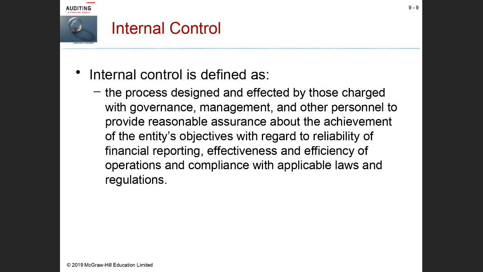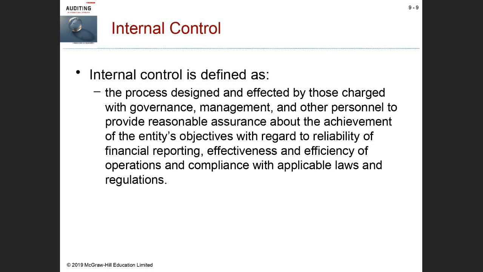So internal control is a process, right? It's designed and effected by those charged with governance, so that's the board of directors, by management and other personnel. So everybody in the business is deciding what the process is. It's a management responsibility, but keep in mind, management is overseen by the board of directors. And then, of course, we need people to actually carry out the controls in the organization. Hence, there's the reference to other personnel. So it's designed and effected by everybody in the business, basically.